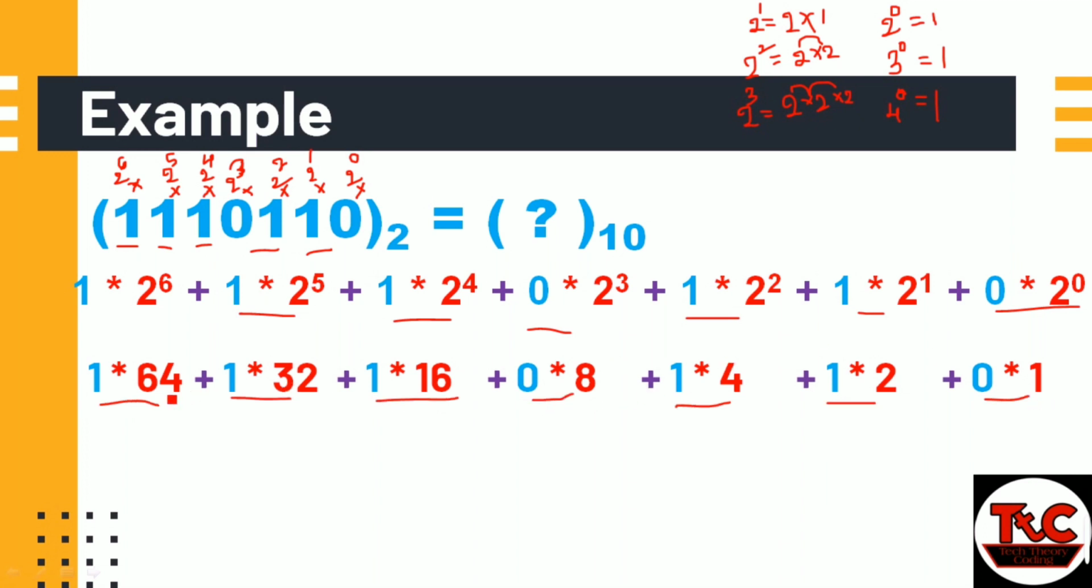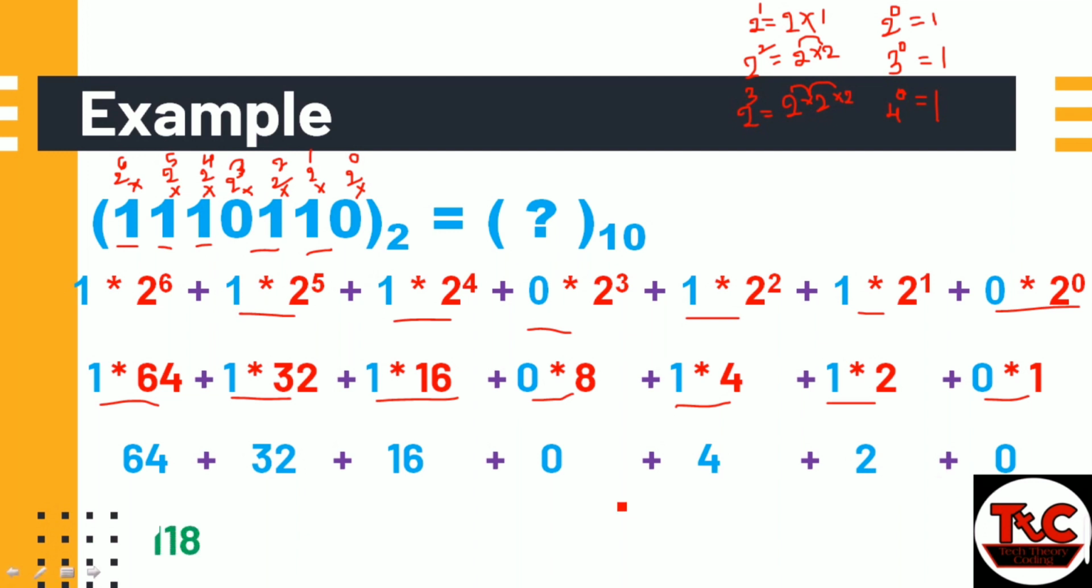And simplify this value now. 64 ones are 64, 32 ones are 32, 16 into 1 is 16, 8 zeros are 0, 1 into 4 is 4, 1 into 2 is 2 and 0 into 1 is 0. Now add all these values: 64 plus 32 plus 16 plus 0 plus 4 plus 2 plus 0 and you will get the answer 118. So the decimal equivalent of the given binary number is 118 and you can represent this number by base 10.